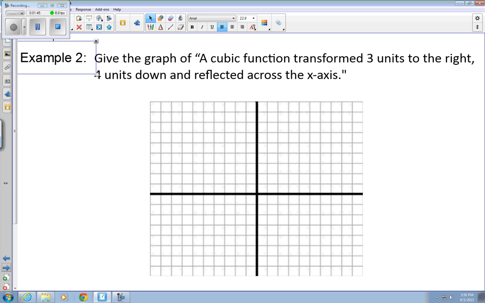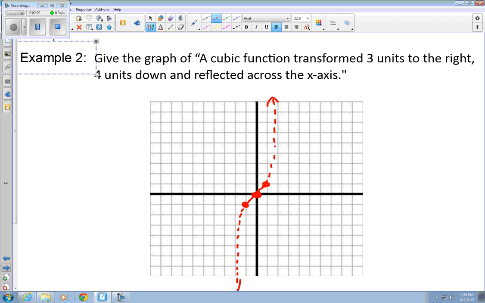Next example is, given the graph of the cubic function, transformed 3 units to the right, 4 units down, and reflected across the x-axis. So again, I'll start off with a cubic function. It goes through 0, 0, 1, 1, negative 1, negative 1, and it curves up really quick. It goes through those points and makes like an S or a snake-like pattern.